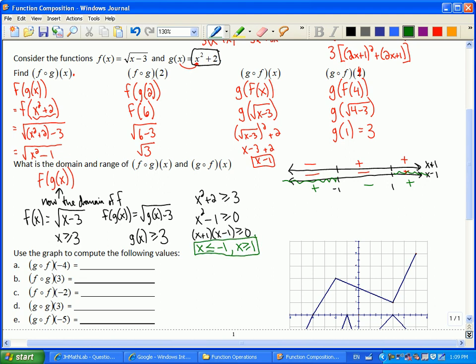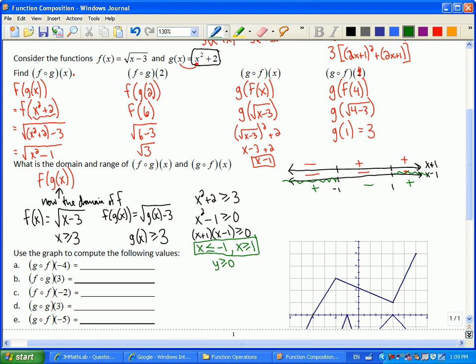What kind of a range do you think we'll get out of that graph? Can we get negatives out of a square root? No. Yeah, it's got to be greater than or equal to 0. So y greater than or equal to 0, since it has to be positives that come out of the square root.